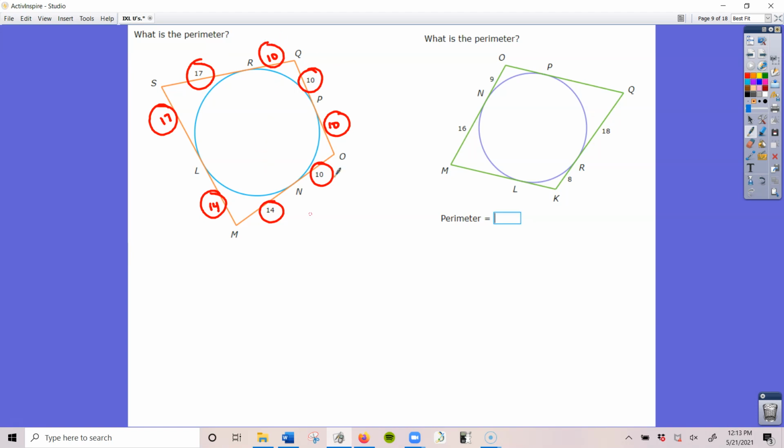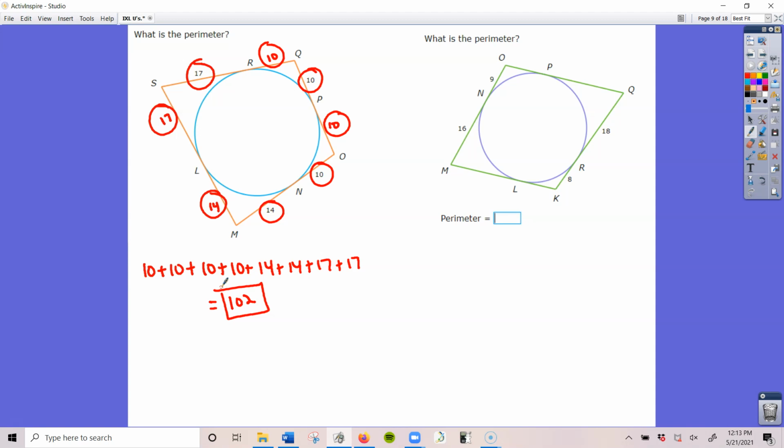So we're going to add all of this together. Let's start. I'll just write it all out: 10 plus 10 plus 10 plus 10 plus 14 plus 14 plus 17 plus 17. Now I'm just going to put that into the calculator. Plus 14 plus 14 plus 17. And we get the total is 102.